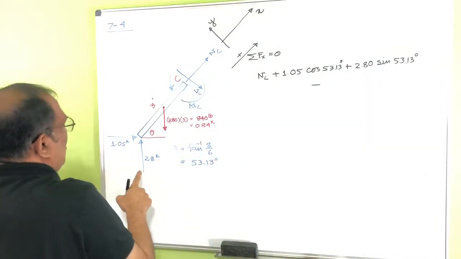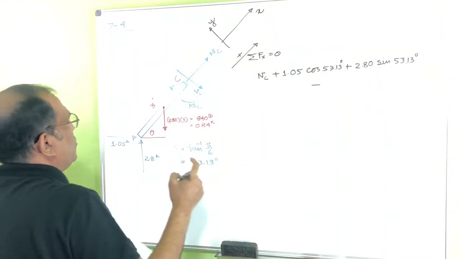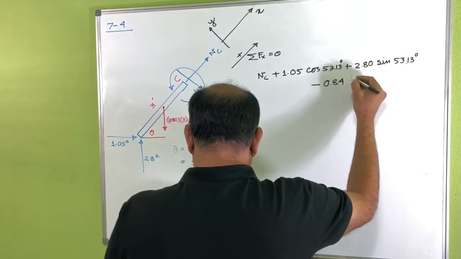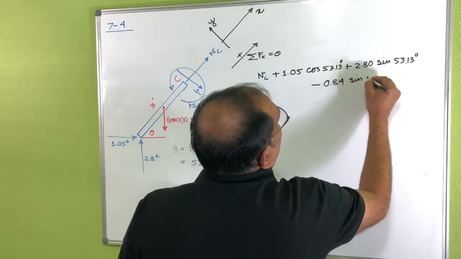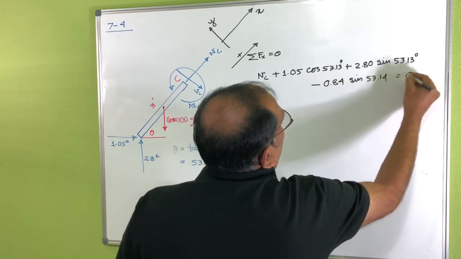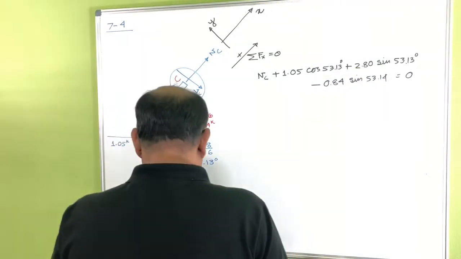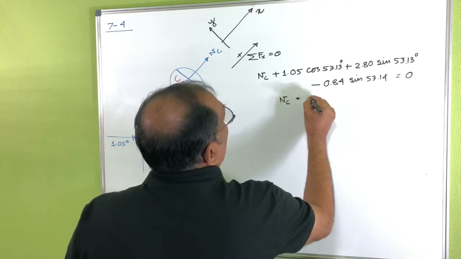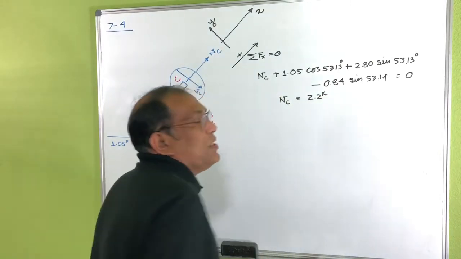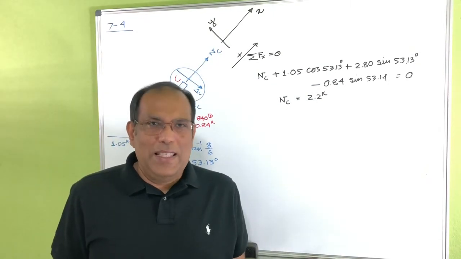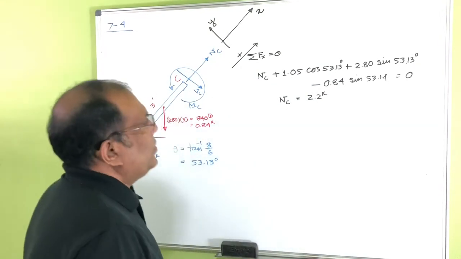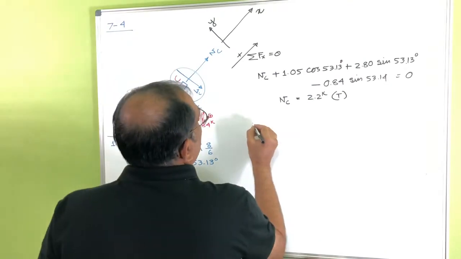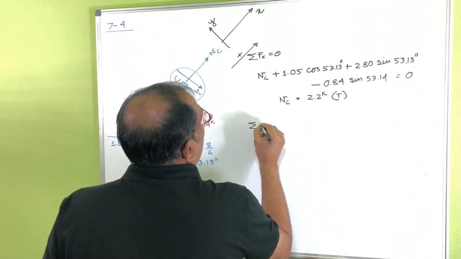minus, I'm just taking this one, and the component of this one, which is 0.84 sine 53.13. That's equal to 0. So from there, I can find out my NC, which is basically 2.2 kip. I got a positive number, which means my assumption is fine, right? So this is actually tension. Okay. Now take the summation of forces in the y direction.